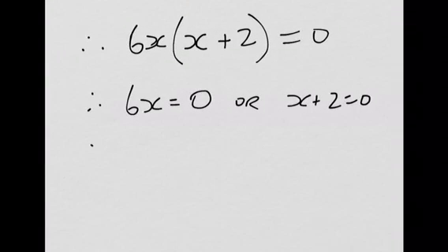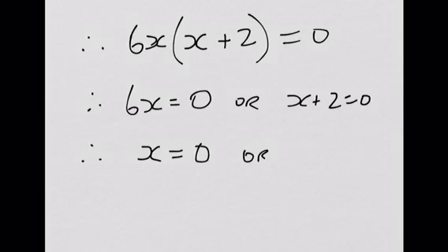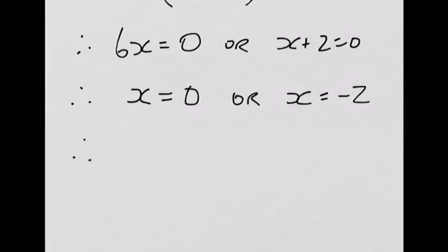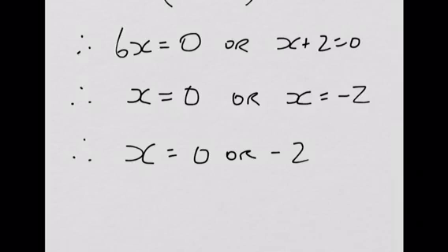And so, therefore, in our first one, divide by 6 both sides, 0 divided by 6 is just 0, or, and in our second one, subtract 2 both sides, x equals negative 2. Therefore, summarize our answer, x equals 0 or negative 2. And that's it for this video.